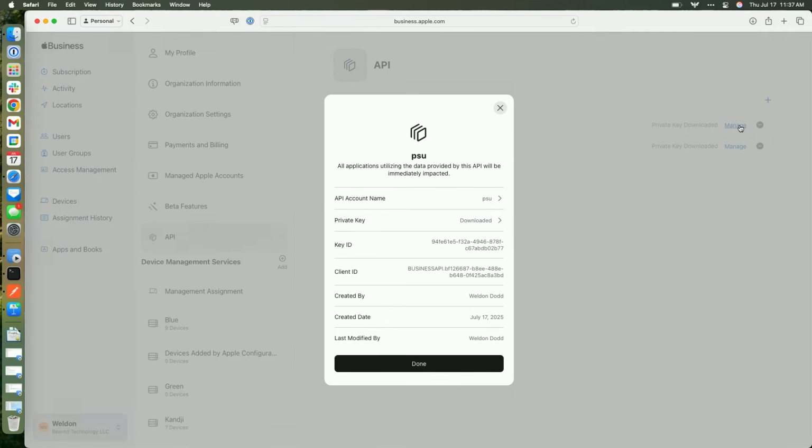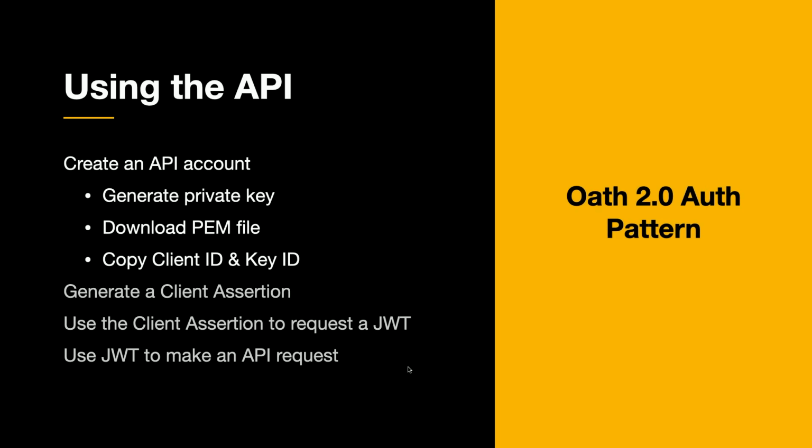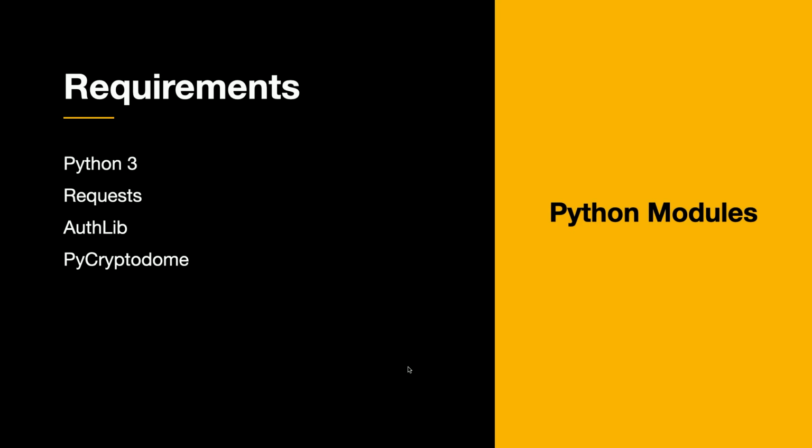Now, if I look at this private key and the account that I've just generated, I also need to get the key ID here and the client ID because I'm going to use those to build the client assertion, and then I'm going to use that to request the JSON Web Token. Okay, so there's a few steps to assemble all these things, but this is what we need. Okay, so if I go back to my slides, I'm going to use Python 3 in my examples, so you would need that.